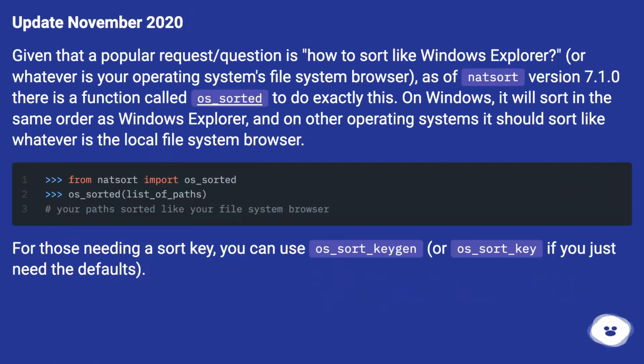Update November 2020. Given that a popular request/question is how to sort like Windows Explorer, or whatever is your operating system's file system browser, as of natsort version 7.1.0 there is a function called os_sorted to do exactly this. On Windows, it will sort in the same order as Windows Explorer, and on other operating systems it should sort like whatever is the local file system browser.